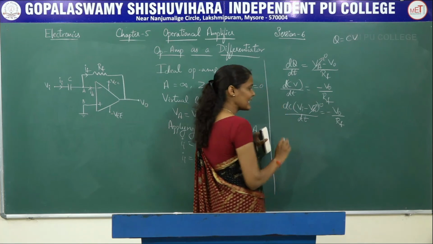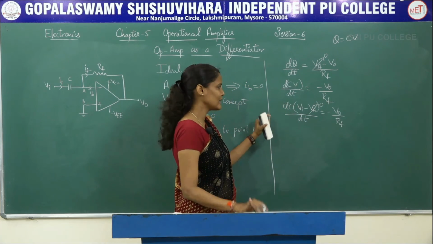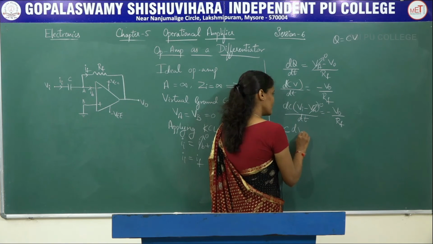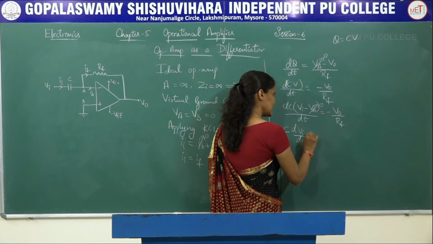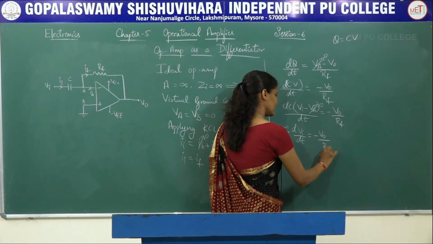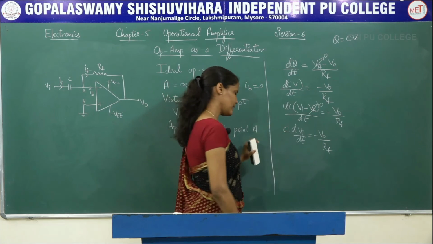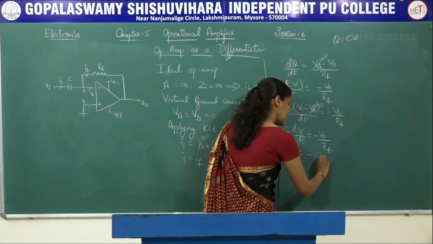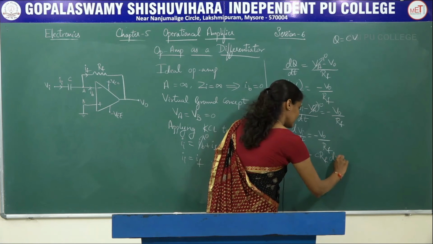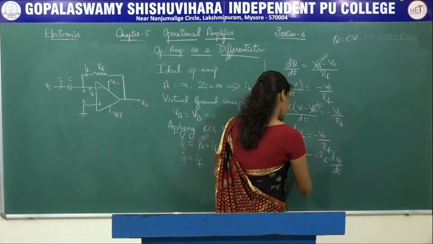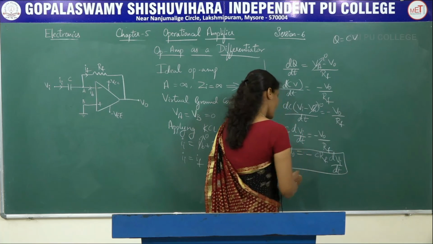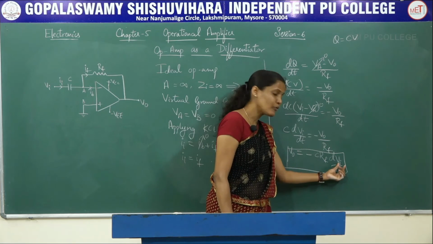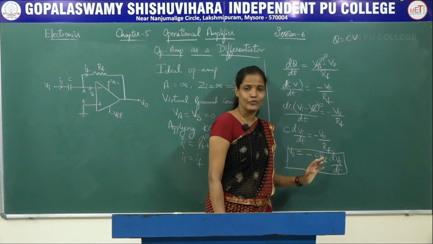So here C is nothing but a constant. C can be considered constant; its value will not change, so C will be taken out. C into dVi by dt is equal to minus V0 divided by Rf. If I rearrange this expression, V0 is equal to minus C into Rf of dVi by dt. So this is the output expression where the output voltage will be proportional to the derivative d by dt of Vi. That is nothing but the derivative of the input voltage.